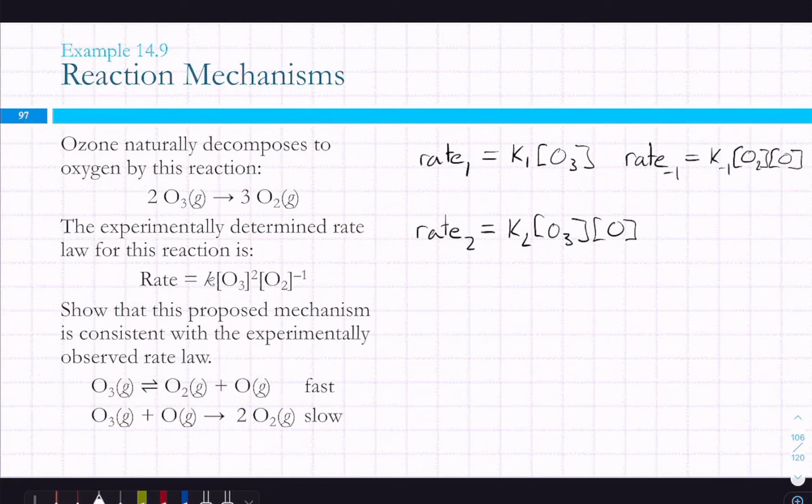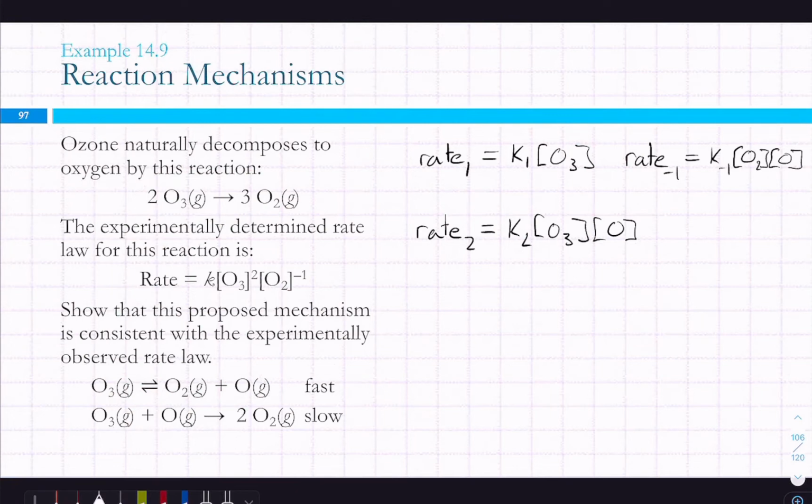Now we want to replace the atomic oxygen, right? Because that's our intermediate. That doesn't show up in the experimentally determined rate law. So if we set the rate of the forward, step 1, equal to the rate of the reverse, step 1, and we can do that because they're at equilibrium, right? The products of that first reaction aren't being used up fast enough, so they come to a balance, and the rate of the forward is going to be equal to the rate of the reverse.